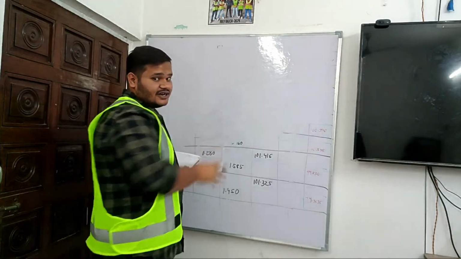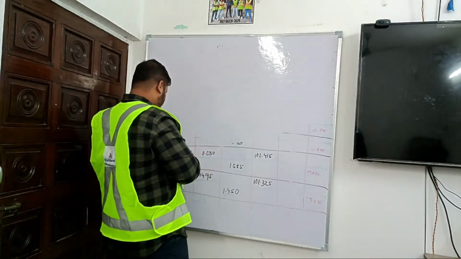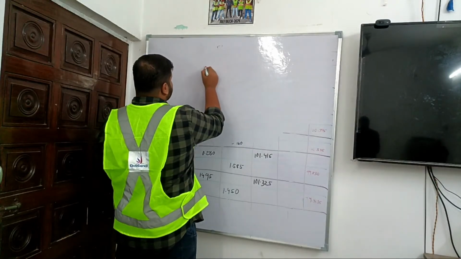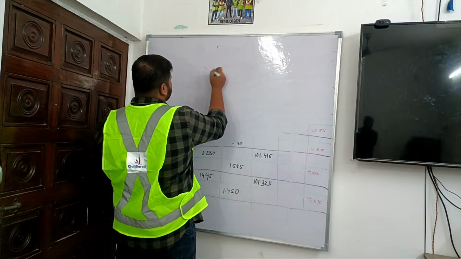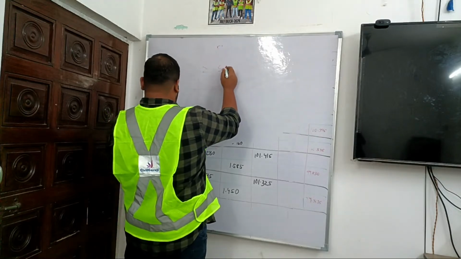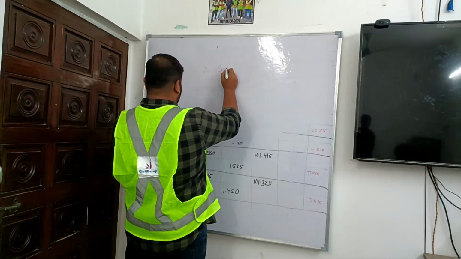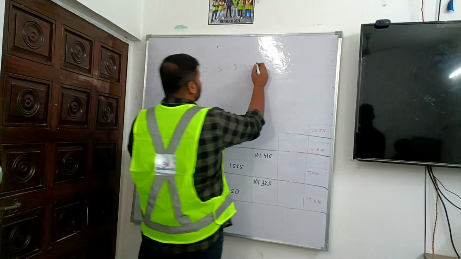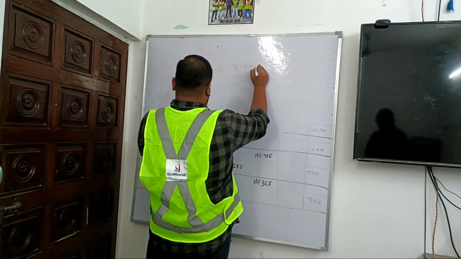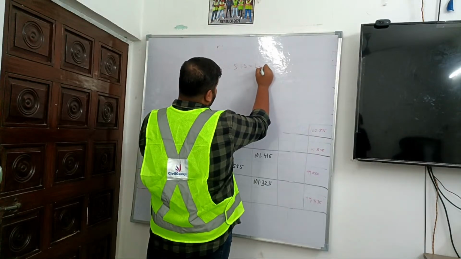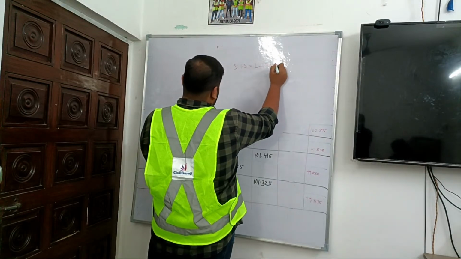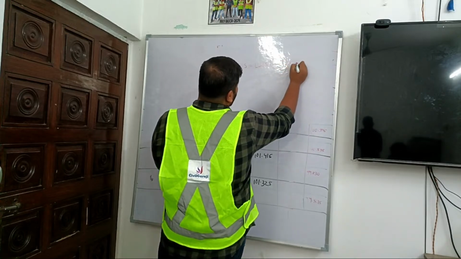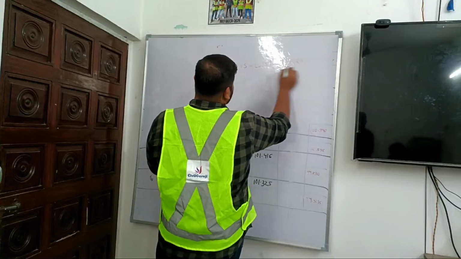Here we saw the backside column. We will sum the whole backside column here. Okay. The formula is summation of backside minus summation of foresight should be equal to last RL minus first RL. Okay, this will be the formula.